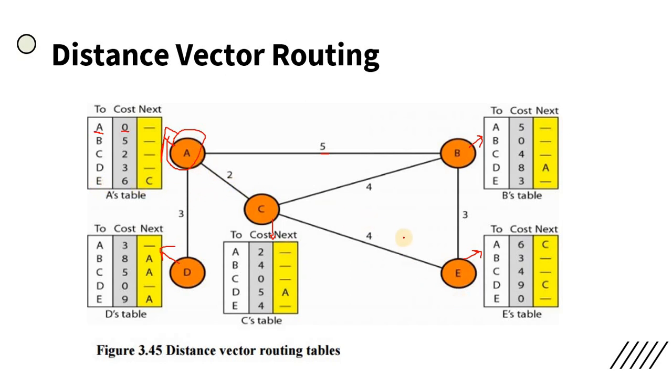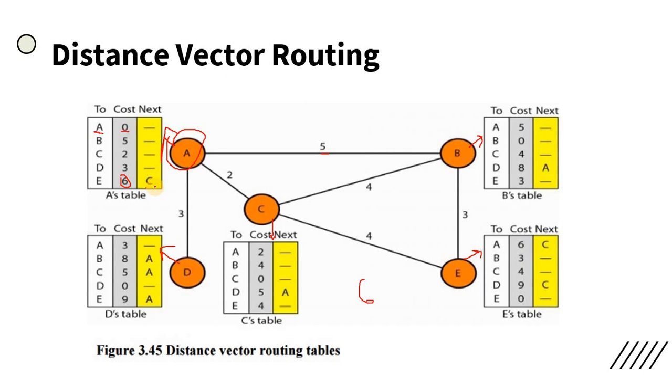So 2 plus 4 is one path. So 2 plus 4 becomes 6, and the second route is 5 plus 3. So this is greater than this route. So the minimum distance is taken. So 4 plus 2 is equal to 6, and at the end the next stop is C.